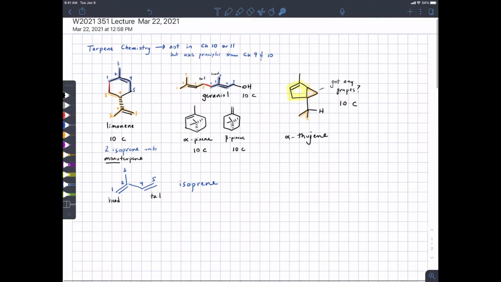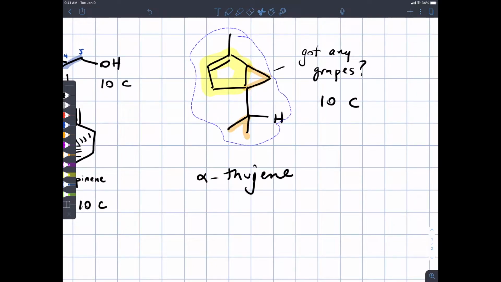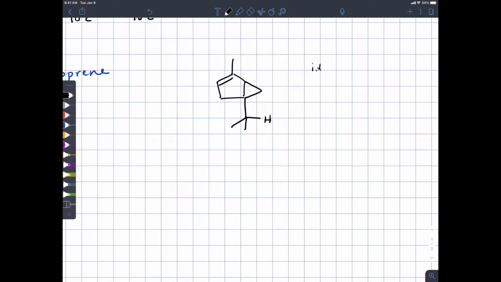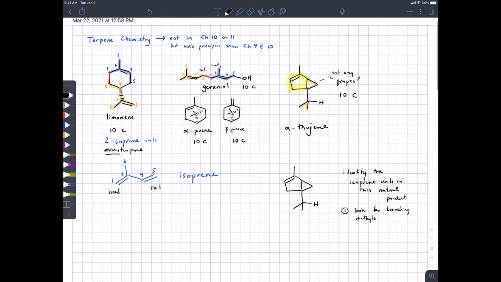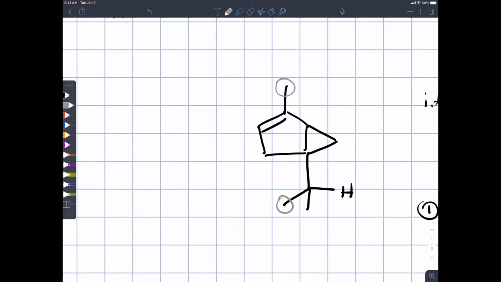So let's try the duck molecule and see what we can do. I'm going to erase all of the shading. So the question might be, identify the isoprene units in this natural product. The first place you start is you look for the branching methyl groups. Why? Because if you can identify the branching methyl group, you already know what carbons 2 and 3 were. All right. So I've got a branching methyl group here, and I have another there.